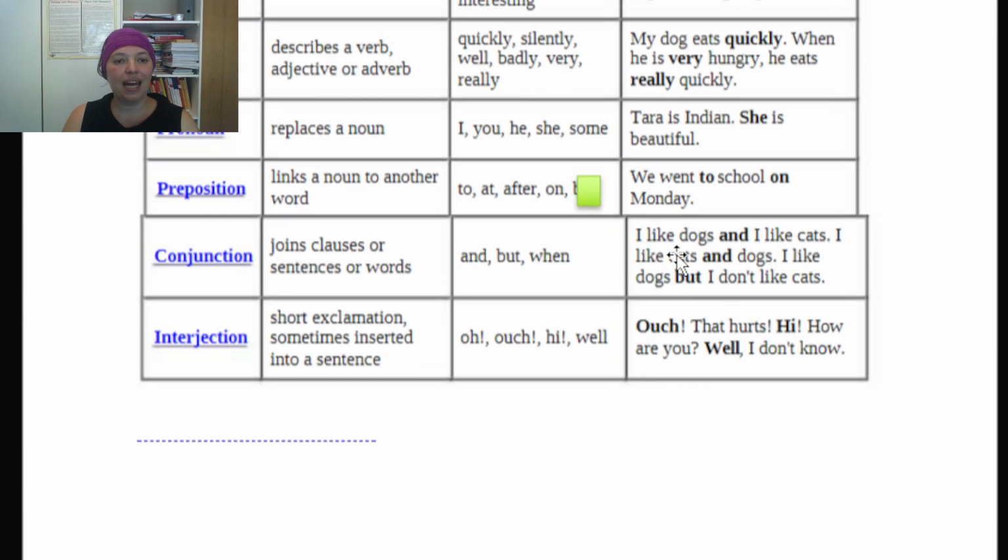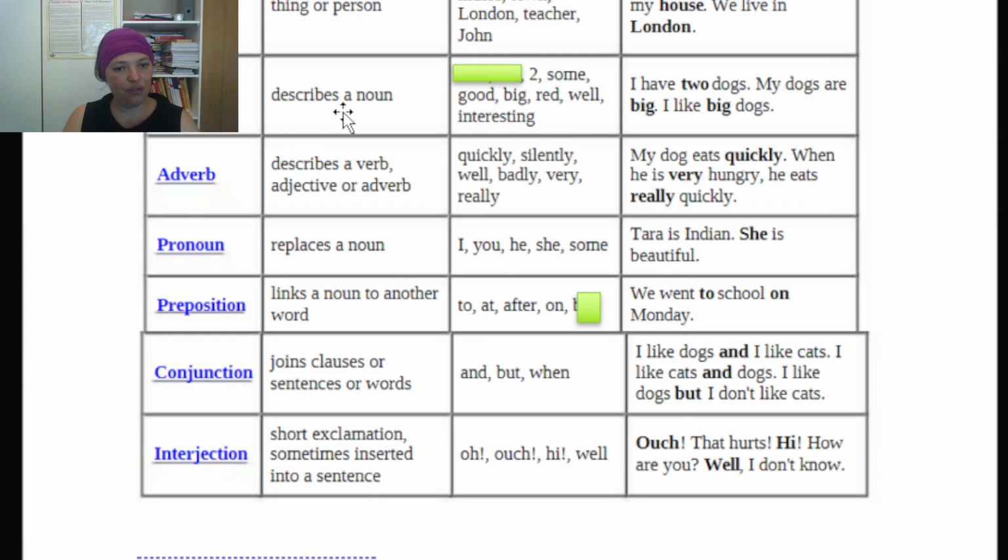All right, then let's have a look at the next one. The next one's adjectives. I don't have an extra note about adjectives because it basically just describes things. So an adjective describes a noun. So we can have things like numbers, 1, 2, 3, 4, 5. Big, good, red, well, interesting. Those are all adjectives. I have 2 dogs. My dogs are big. I like big dogs. Okay, and then we get an adverb.